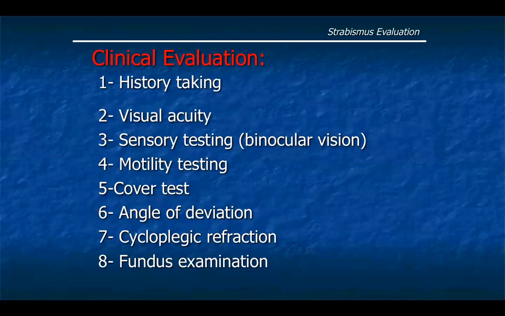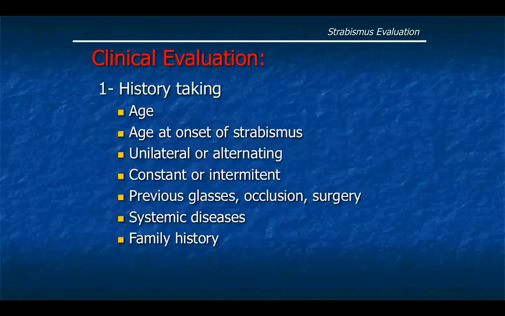In order to diagnose which type of strabismus the patient has, we have to go through all these steps: history taking, visual acuity measurement, sensory testing, motility testing, cover test, angle of deviation, cycloplegic refraction, and fundus examination. History taking. We ask for age of the patient, age at onset of strabismus. If strabismus starts during the first 6 months of life, it's considered congenital. If it starts later on, it is acquired.